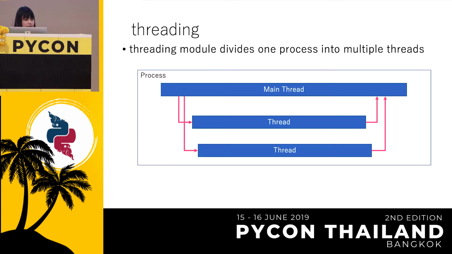What is the difference between threading and multiprocessing? Threading is the module to divide one process into multiple threads. Usually we use only one thread, one process, one thread for our program. But when we use the threading module, we can divide the process into threads.